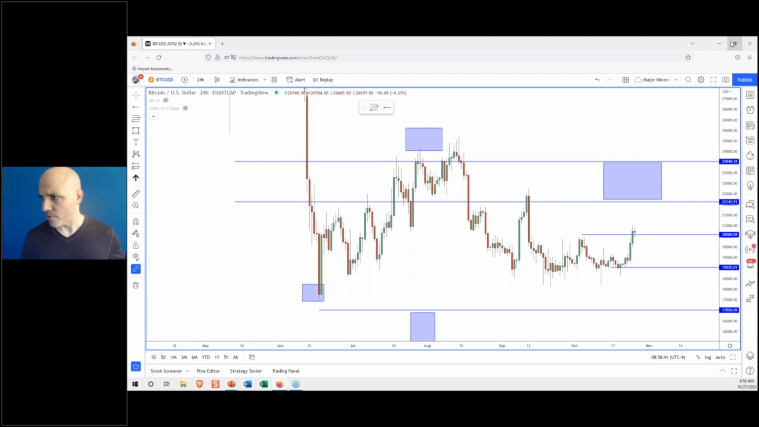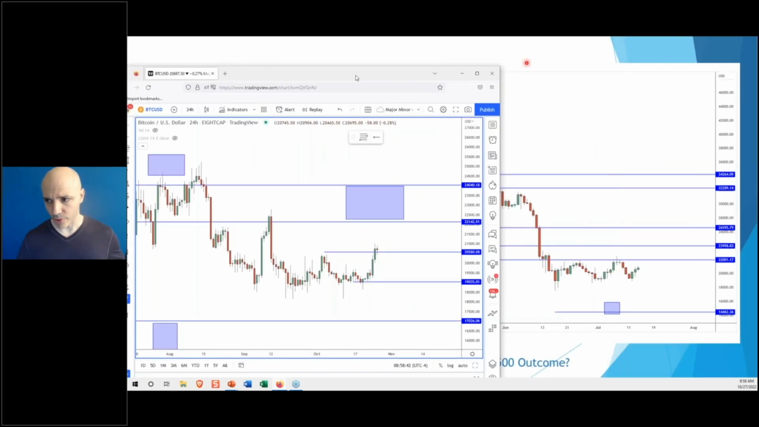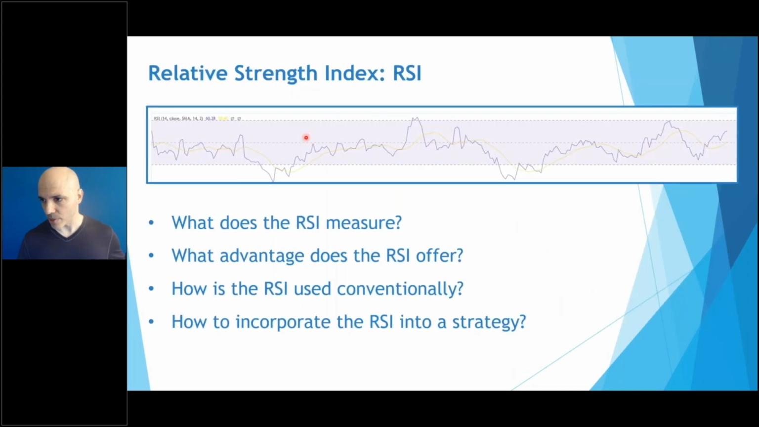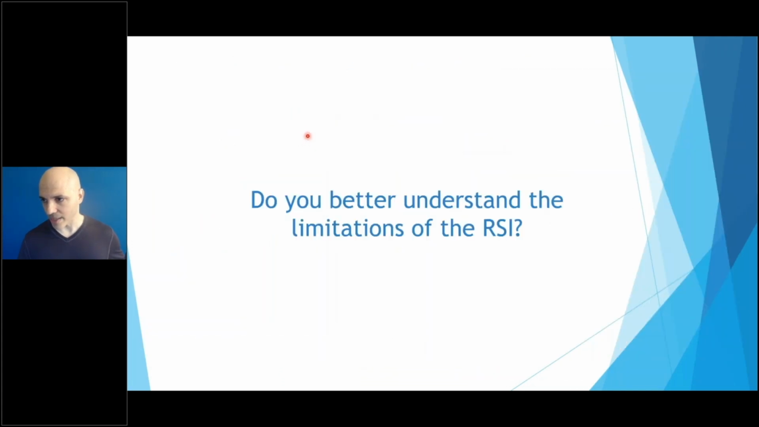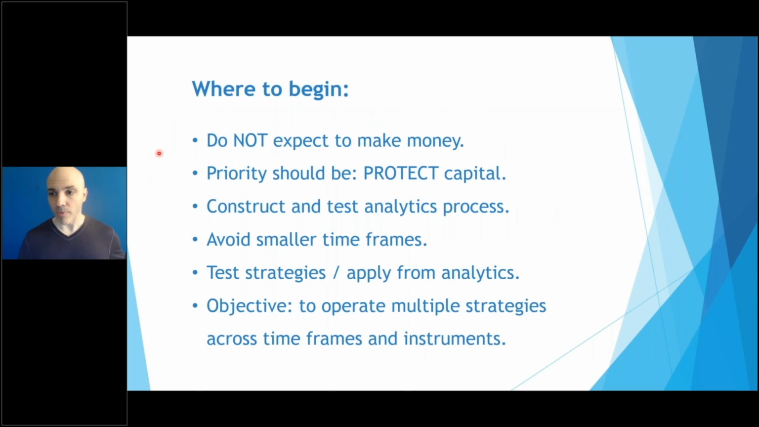I'm going to have to basically stop the presentation portion now. I'm not going to get into the RSI. I'd like to, but I can't. So let me just mention this, and then I'm going to do a quick Q&A. So where to begin? Don't expect to make money right away if you're new. That's realistic. You may make money randomly, but don't think you have this figured out just because you have a couple of green trades. Your priority should be to protect capital, and that's it.